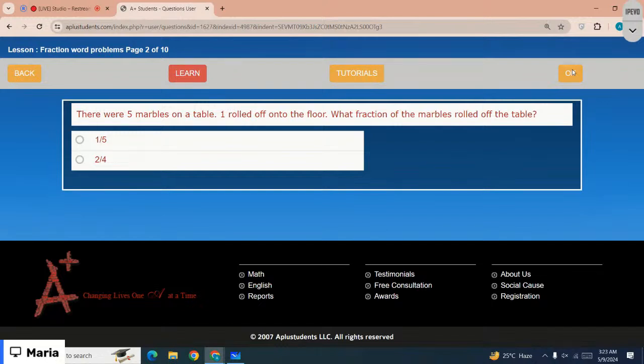Yes, very good. That is one out of five. The total marbles are five, and one of them rolled off. So the correct option is one out of five. Very good.